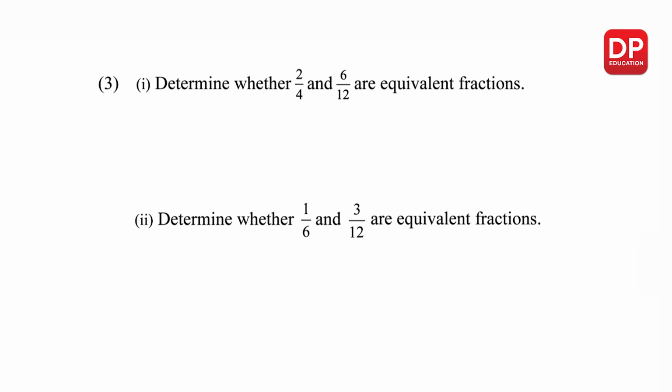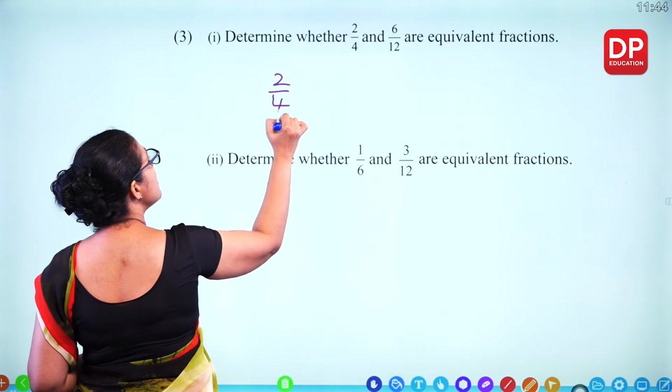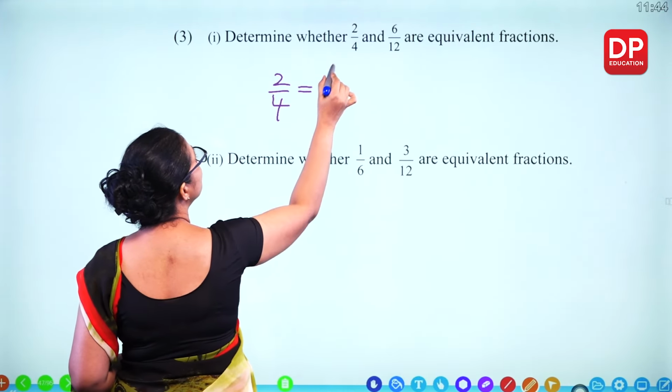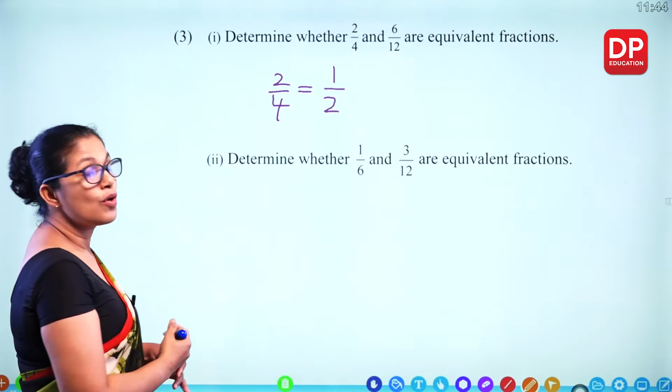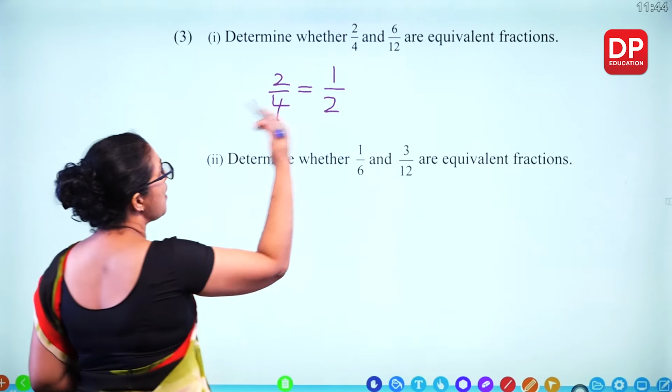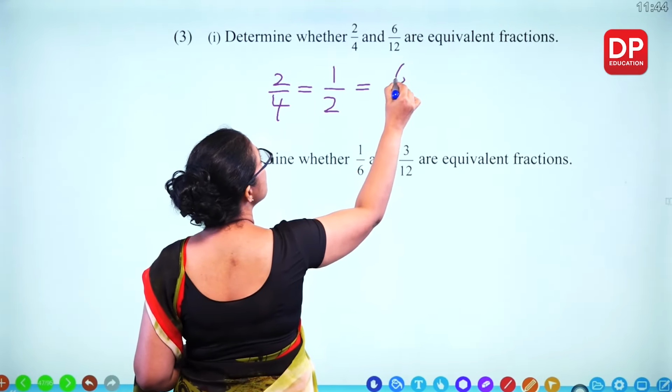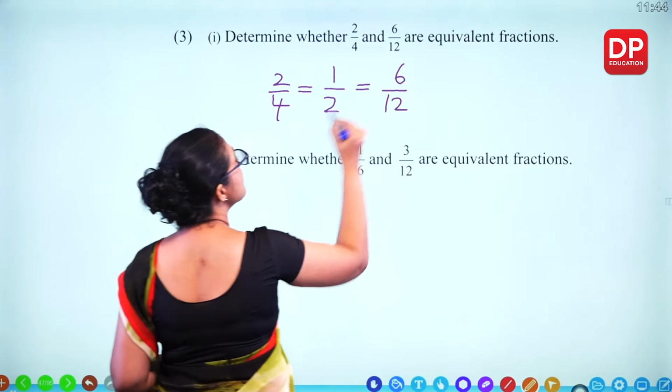Question number 3. Determine whether 2 over 4 and 6 over 12 are equivalent fractions. So 2 over 4 I can simplify first. Divide by 2. I can write 1 over 2. So how do you get 12? Multiply by 6. 6 and 12. So that's equal.